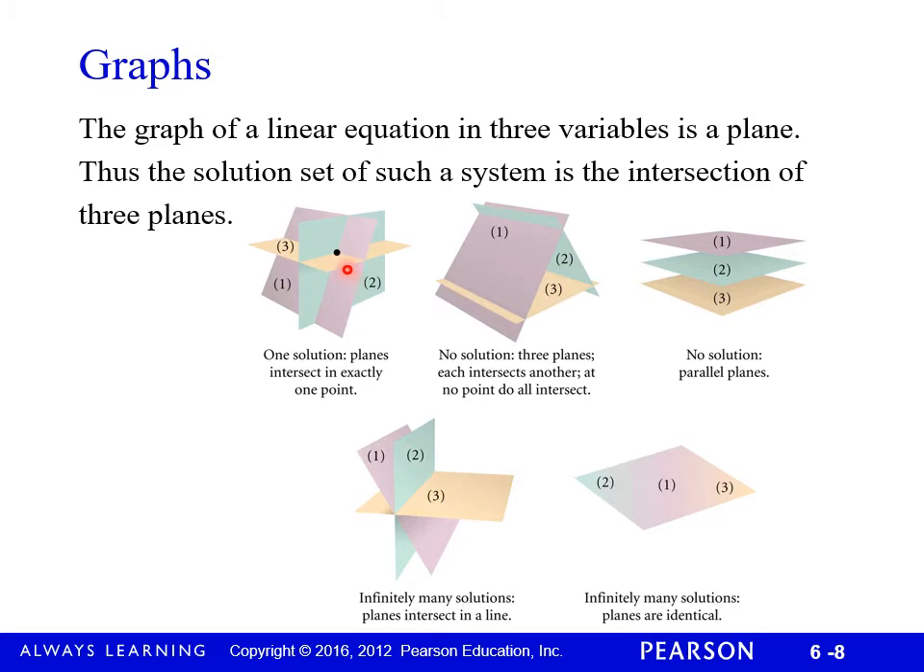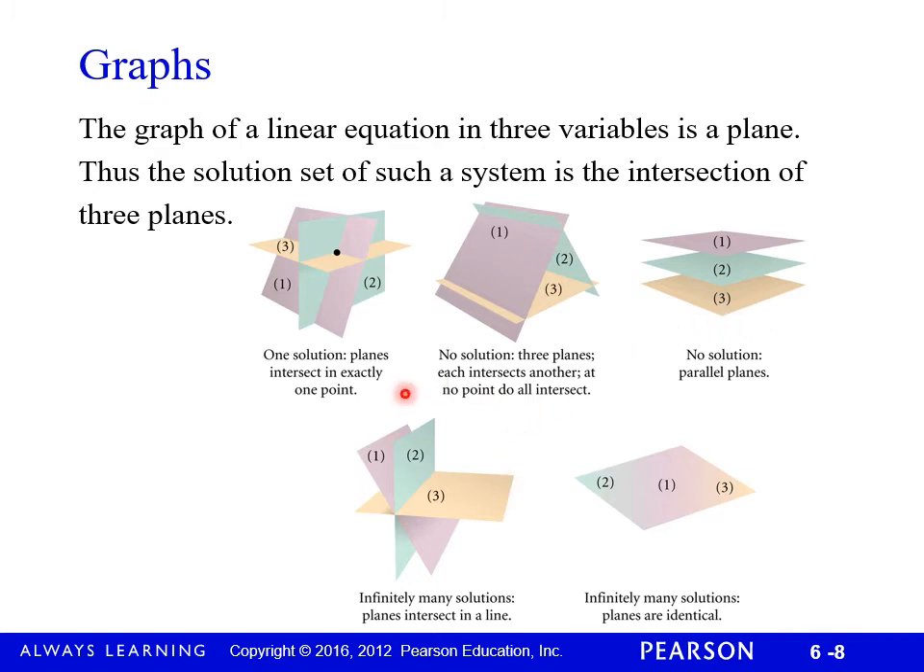We could have one solution, where the planes are at such an angle that they actually intersect in exactly one point. We could also have no solution, in that there's no intersection of all three at exactly the same time, okay? In this case, you can see that each plane intersects with another plane, but there's no place where all three come together. It's also possible to have it in this other case where they're all parallel to each other.